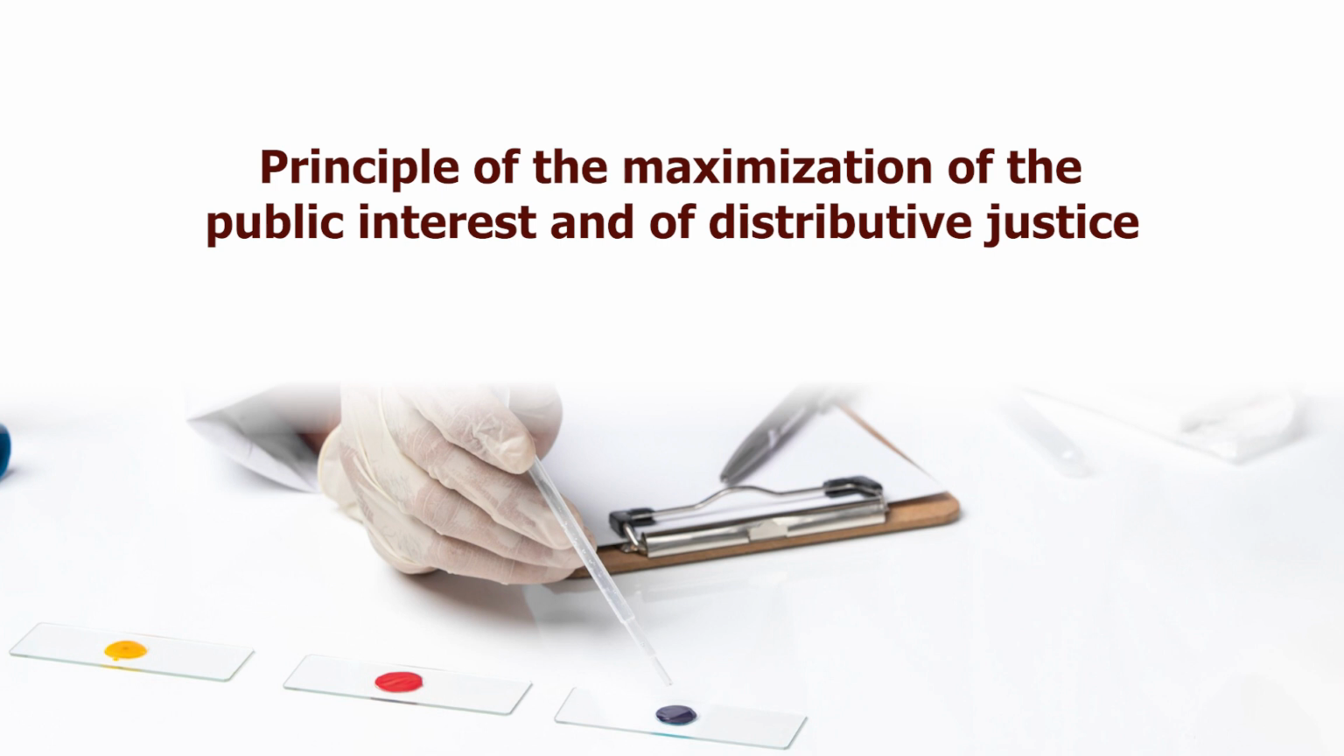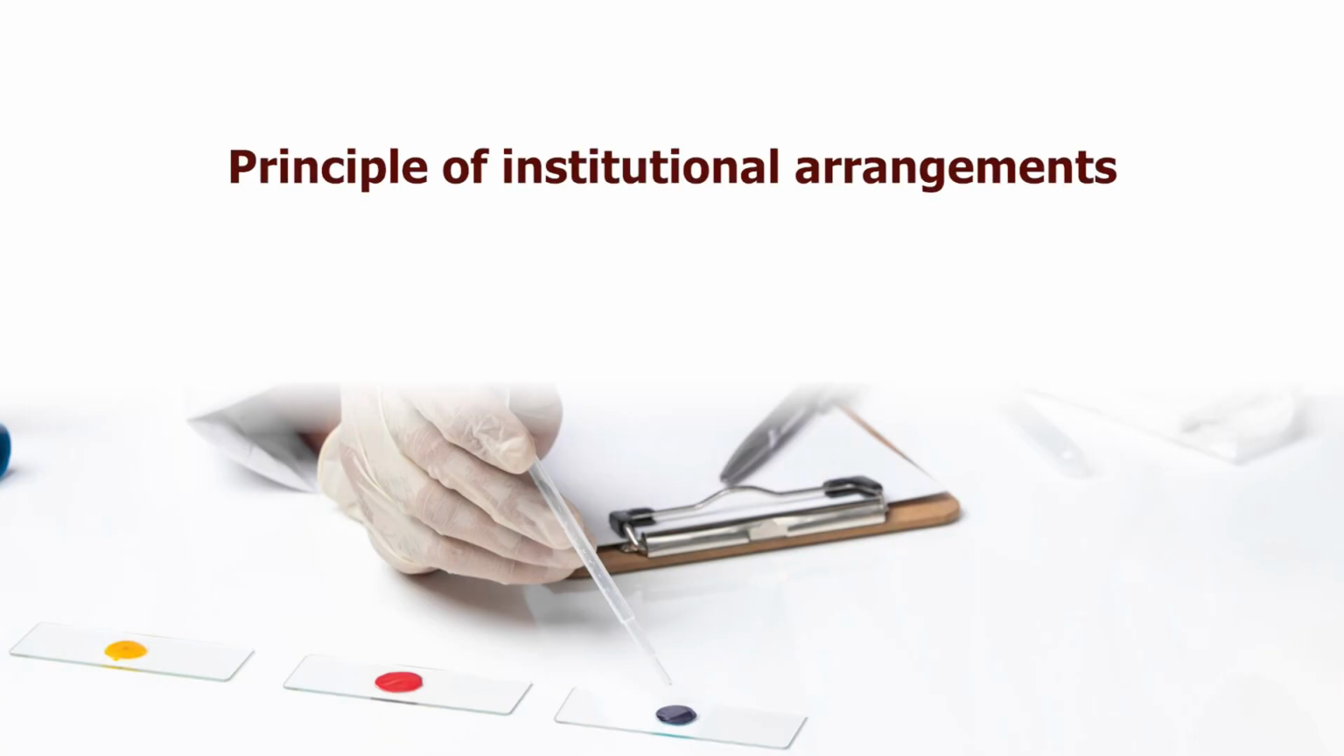Principle of maximization of the public interest and of distributive justice. The results of the research should be used for the benefit of all humans, especially the research participants themselves and or the community from which they are drawn, and not only to those who are socially better off. Principle of institutional arrangements. It is required that all institutional arrangements required to be made in respect of the research and its subsequent use or applications should be duly made in a transparent manner.